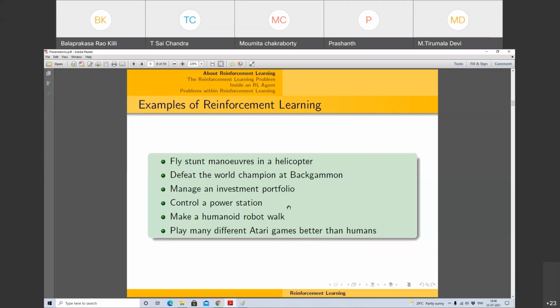If you see, what is the common thing behind all these applications? The common thing is that the reinforcement learning agent has to make a sequence of actions, not a single action.